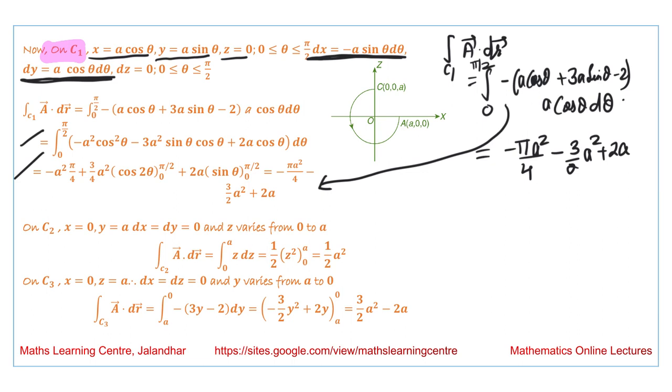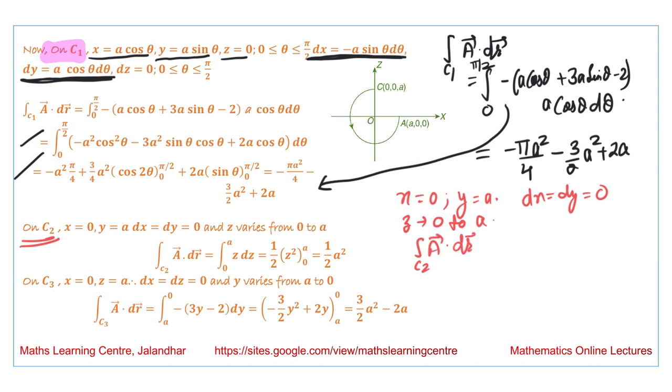Next we are calculating the value of the integral on the curve C2. On the C2 curve, we are saying x is equal to 0, y is equal to a. So we obtain dx is equal to dy is equal to 0, and z varies from 0 to a. So we have integration over C2 of A dot dr, that is equal to integration from 0 to a of z dz, and the answer we obtain is 1 by 2 a square.